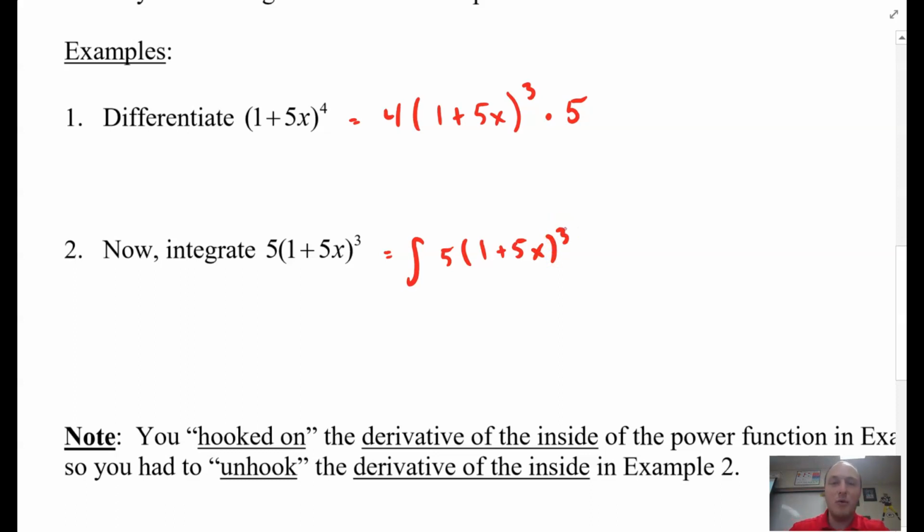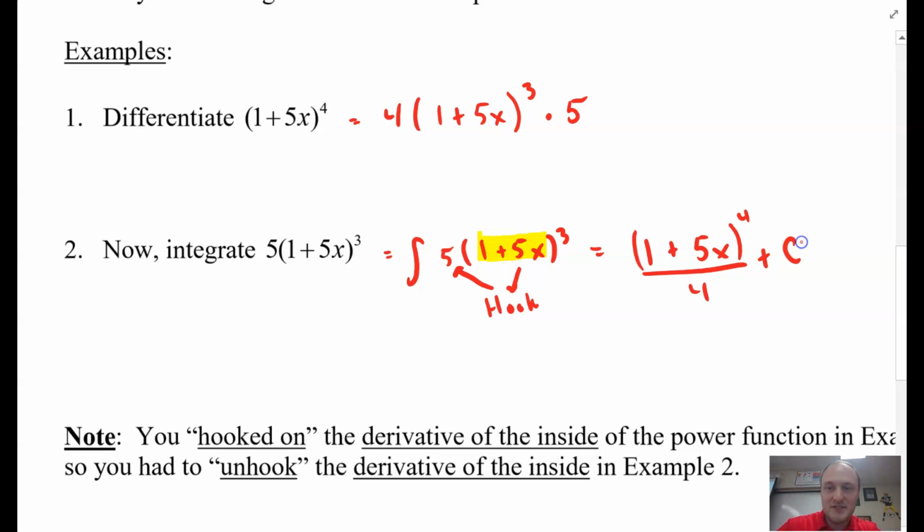So if I want to differentiate 1 plus 5x, I'm going to need to take the chain rule of the inside, right, which is 5. I'm going to utilize the chain rule, sorry. So the hook on factor for this is this. So if I want to integrate, I can do that. There's my hook on factor. So this is equal to 1 plus 5x raised to the power of 4, and divide by 4. And don't forget plus c. So there is the integral of that value.